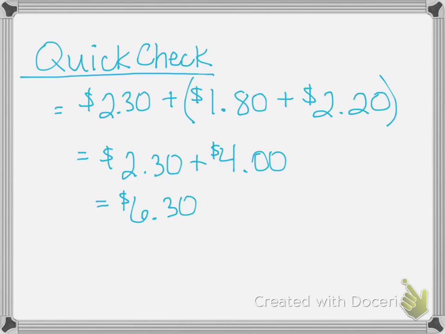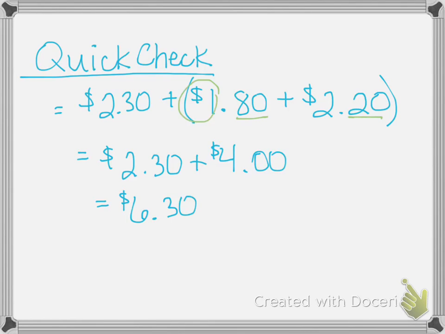In the quick check for problem 4, you're supposed to use the receipt on the right to find the total cost of the groceries. So I simply wrote out the expenses on the receipt in the order that they were listed. So $2.30 plus $1.80 plus $2.20. So I was looking at these numbers and trying to figure out which ones I can easily group together to do some mental math. Well, 80 cents and 20 cents will bump this up to the next dollar.